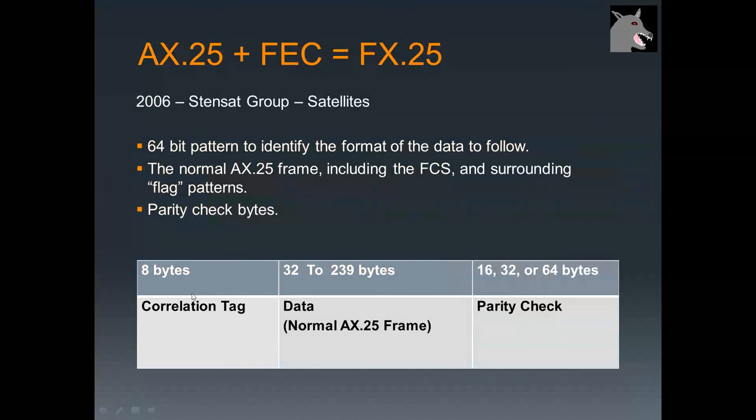So what they did is, first, they would send a carefully constructed 64-bit pattern that they call a correlation tag. And this is very carefully constructed so that even if you shift it 1 bit, 2 bits, 3 bits, you're not going to get any false matches. Then they send the original normal AX.25 frame.